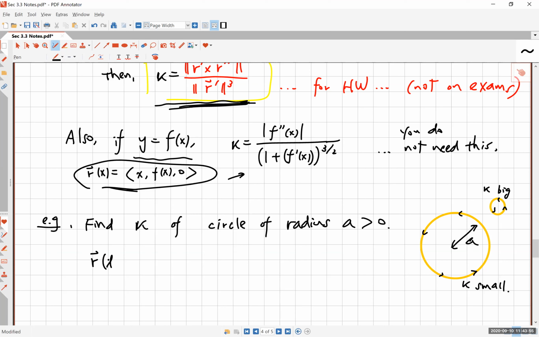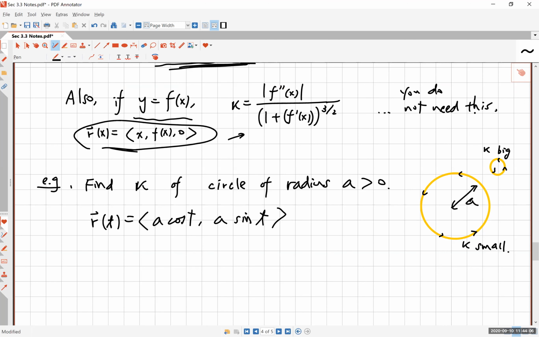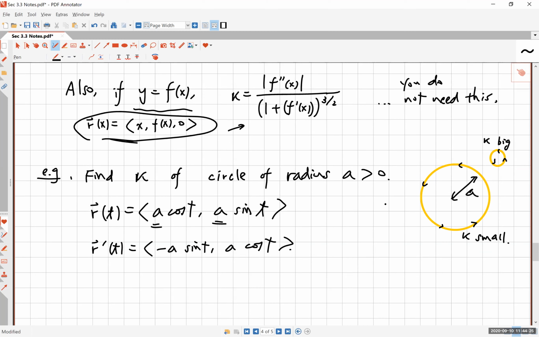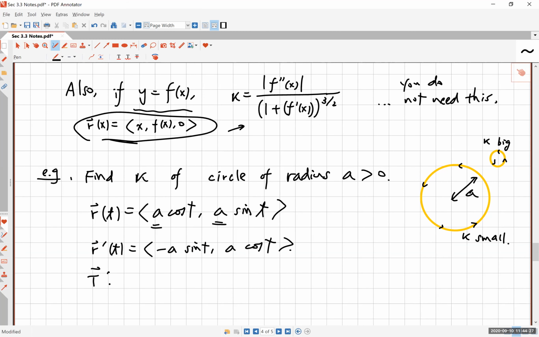I can parameterize the circle how? a cosine t, a sine t. Remember, because you want x squared plus y squared to be equal to a squared, right? So you put a here as the radius, and that should be your coefficient. Okay, r prime is equal to negative a sine t, a cosine t.